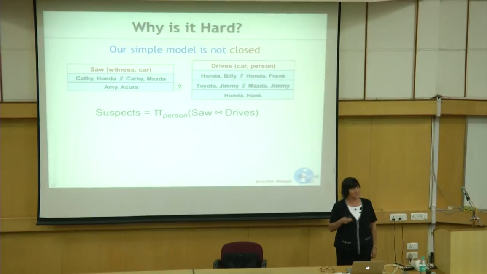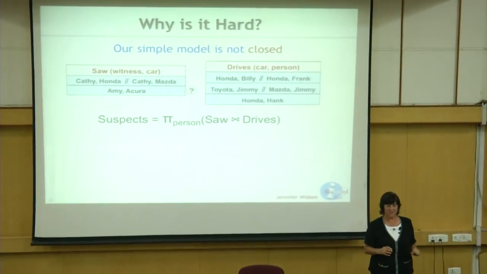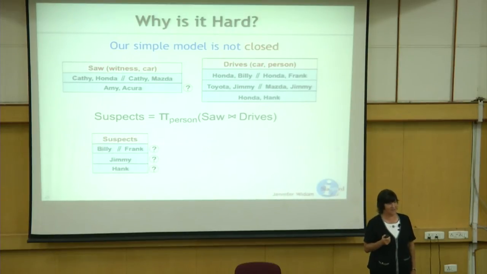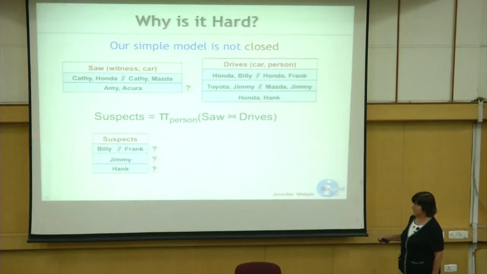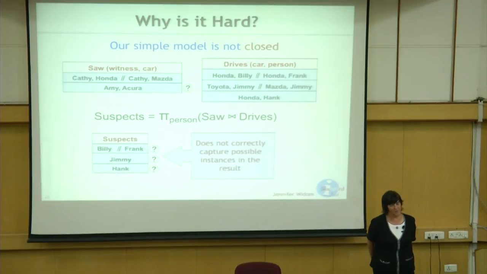Okay. All right, so we want to generate our suspects, who are all going to be guys, by the way. And we do that again with this query. So we're just going to join the two tables. A little more complicated now because it's uncertain data, but we're going to join the two tables, and someone is going to be a suspect if they might drive a car that might have been seen at the crime. So these are possible suspects. So we join the two tables, and here's the answer we get. We get that Billy or Frank might be suspects, maybe, maybe not. Jimmy might be a suspect, and Hank might be a suspect. That's the answer when we join the two tables.